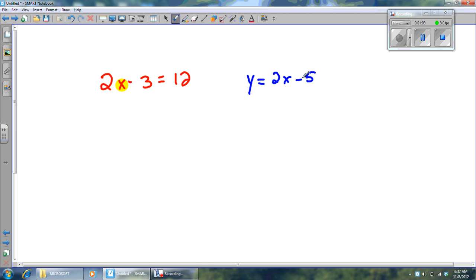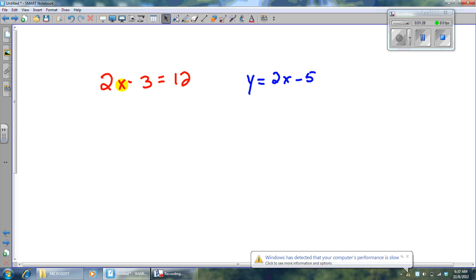If x is 2, then y is -1. If x is 0, y is -5. But I could do that all day long. I could fill in x values all day long and get out different y values. So you can't actually solve for x or y in this one because there's two variables, right?